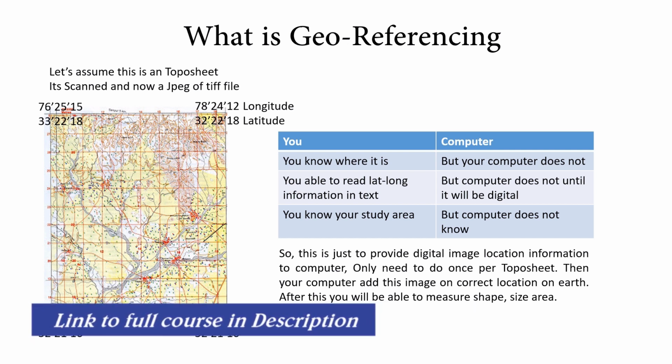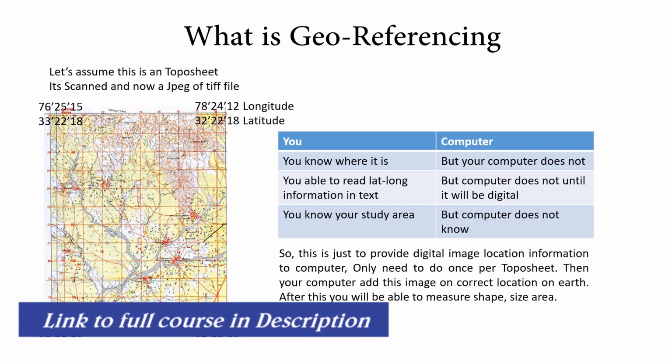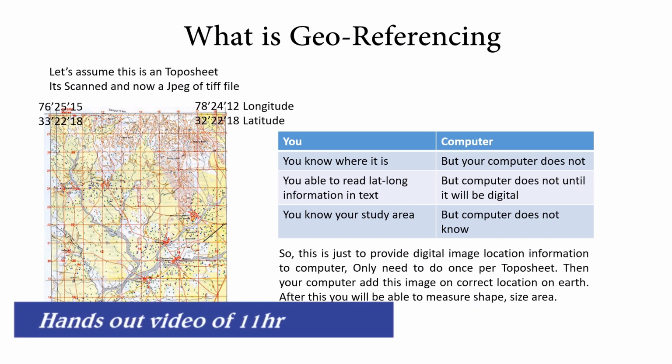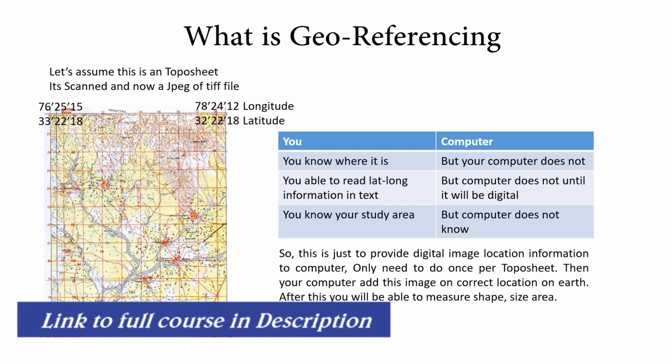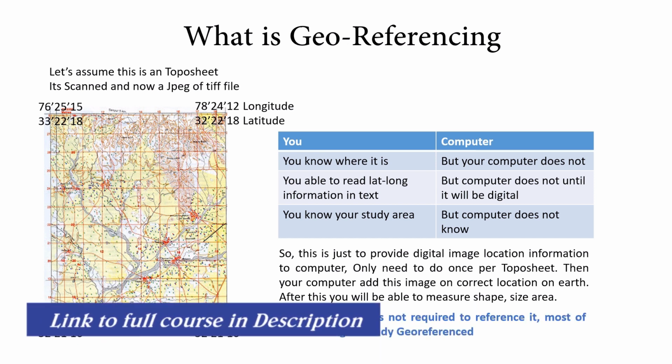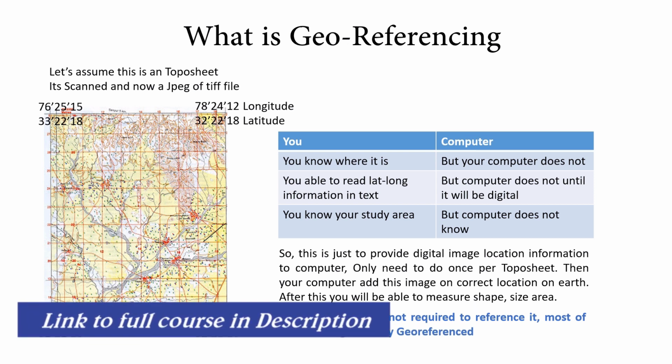After this you will be able to measure shape, size and area even on the topo sheet, and even the length of the rivers and the roads. After georeferencing, your data is capable of any analysis, and even overlay or almost anything in GIS that you can think of. But satellite images do not require georeferencing. Most satellite images are already georeferenced and geocoded.